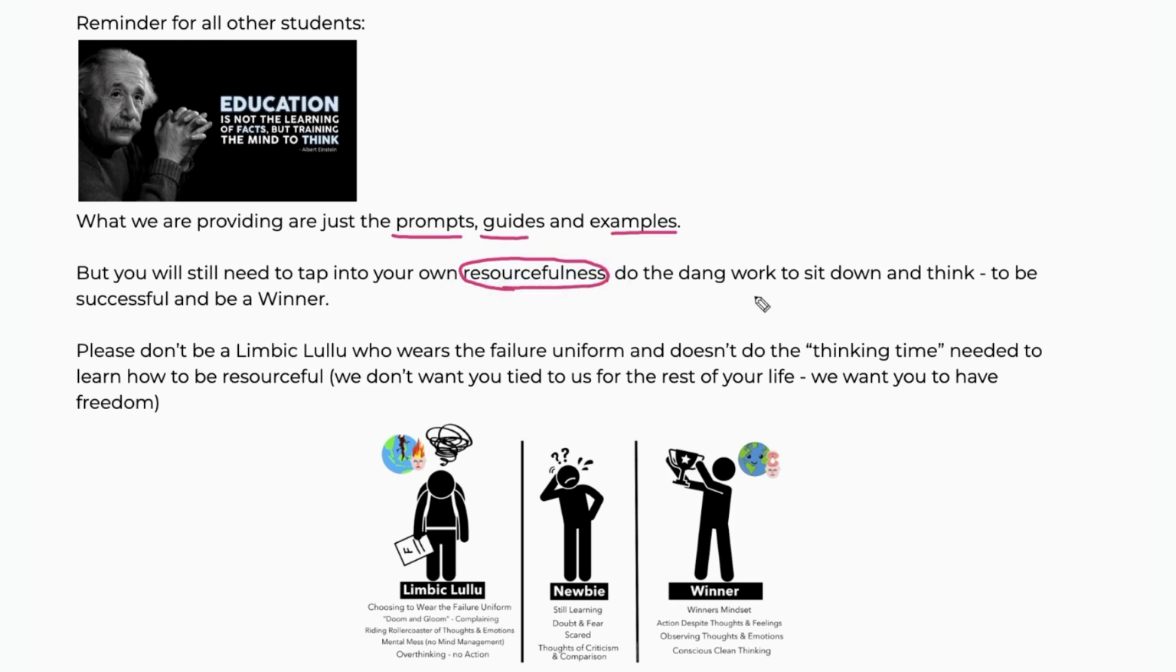So sit down, do the dang work, and actually think through this to actually be a winner. Please don't be a limbic lalu who wears the failure uniform and doesn't go and have thinking time, okay? Because you have to learn how to be resourceful, and you don't want to be tied to us for the rest of your life, because we want you to have freedom. We want you to be able to do the things with your own creativity so you can get to that next level.